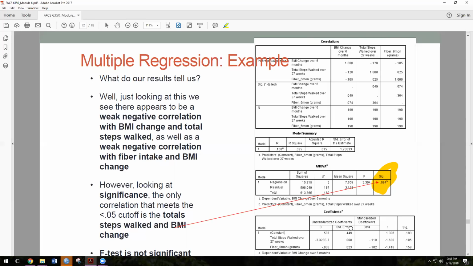If it was significant, so pretend this is 0.04, then the next thing I'm going to do is look at my coefficients table and see which one of my coefficients was the one, or maybe it's both, that were significant that drove the ANOVA to be significant. But I can see from this table that neither one of them was significant, which explains why my overall test was not.